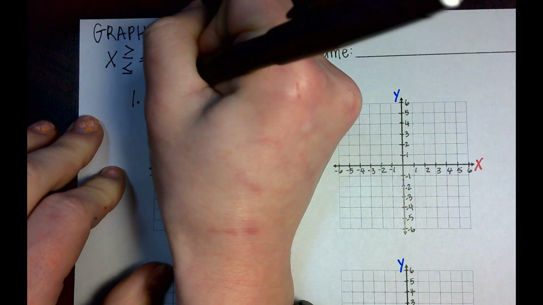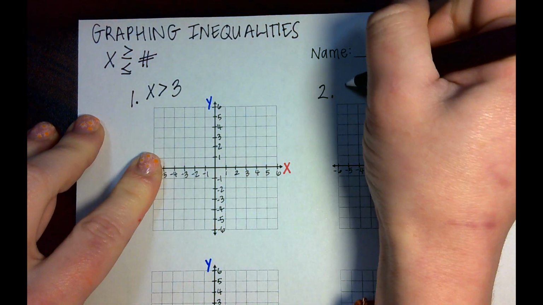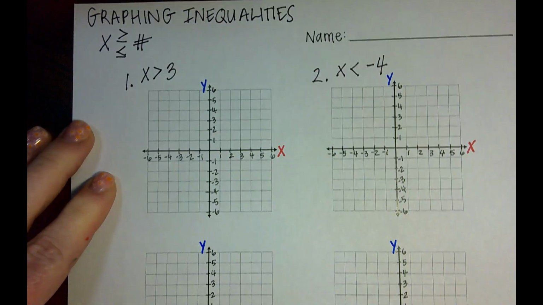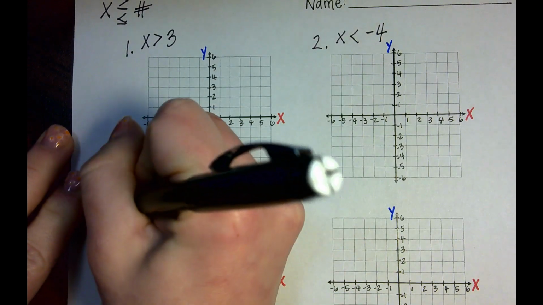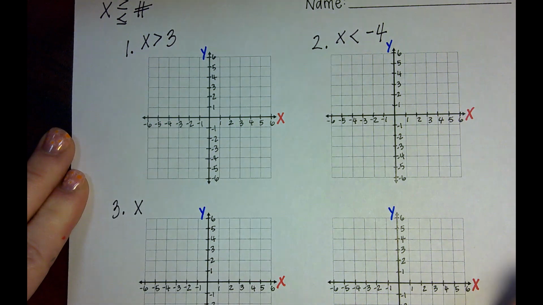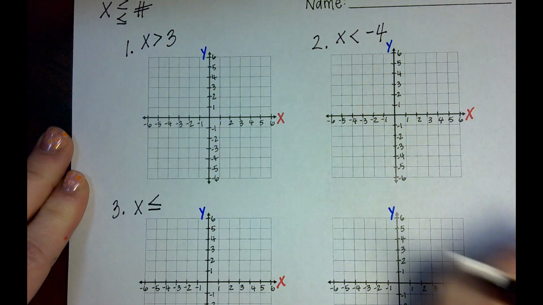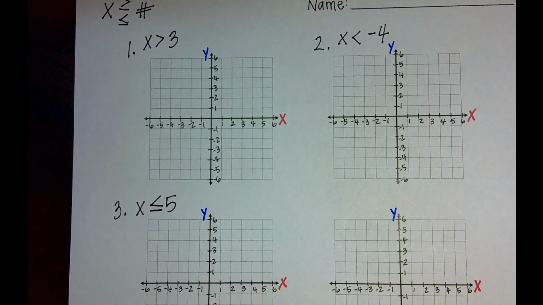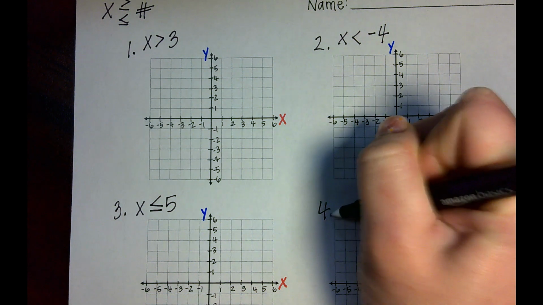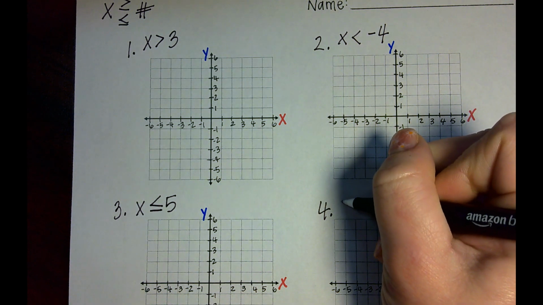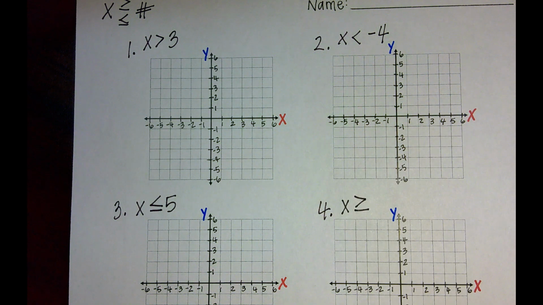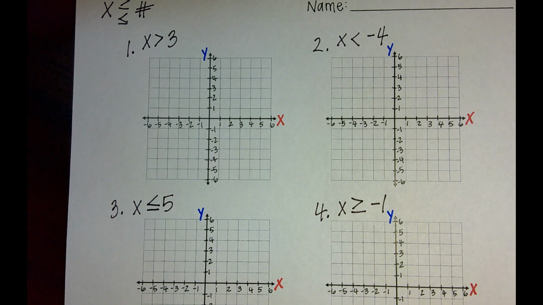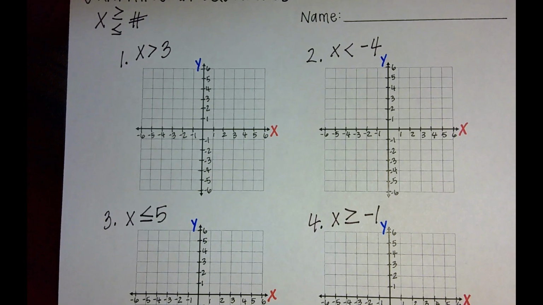So let's start with 1, x is greater than 3. 2, x is less than -4. 3, we'll do x is less than or equal to 5. 4, we'll do x is greater than or equal to -1. So there's 4 problems to get us started.